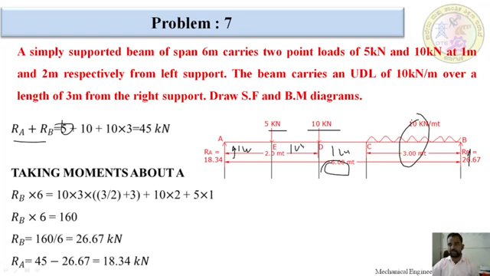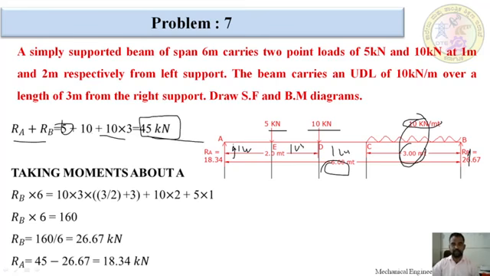Point load is equal to UDL magnitude into UDL distance. UDL magnitude is 4, UDL distance is 3. For that reason, 4 into 3 is equal to 12 kilonewton. 12 plus 10 is equal to 22. 22 plus 5 is equal to 27 kilonewton. RA plus RB is equal to 27 kilonewton.